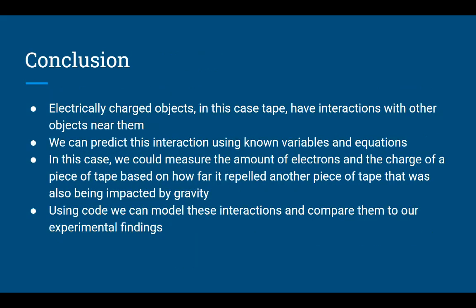So our conclusion is that electrically charged objects, in this case tape, have interactions with objects near them. We can predict this interaction using known variables and equations. In this case, we can measure the amount of electrons in the charge of a piece of tape based on how far it repelled another piece of tape that was also being impacted by gravity. And using code, we can model these interactions and compare them to our experimental findings.